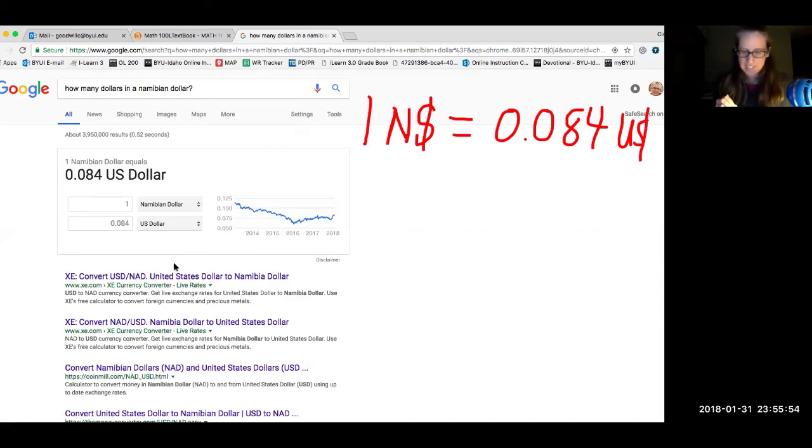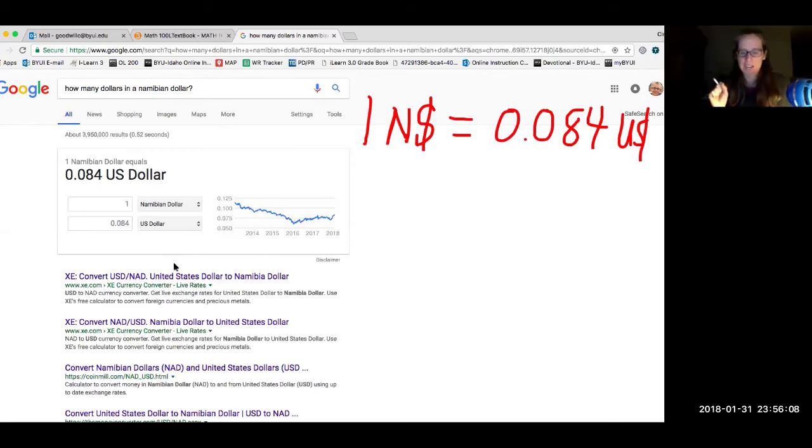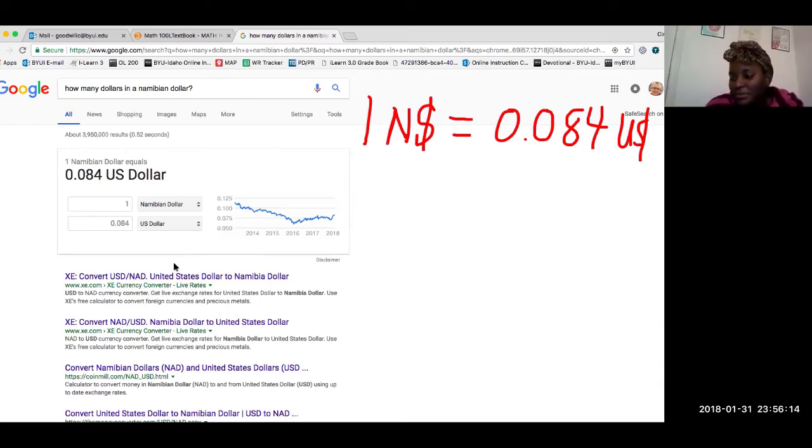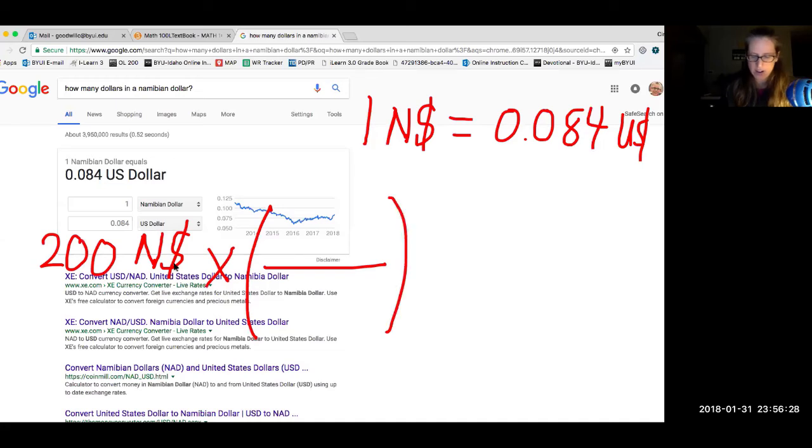Okay, so do you want to convert from dollars to Namibian dollars or the other way around? From Namibian dollar to US dollar. Okay, give me an amount. How many Namibian dollars do you have? 200. Okay, so let's say you have 200 Namibian dollars. And we're going to multiply that by our fraction here. And our answer, we want to have it in US dollars.